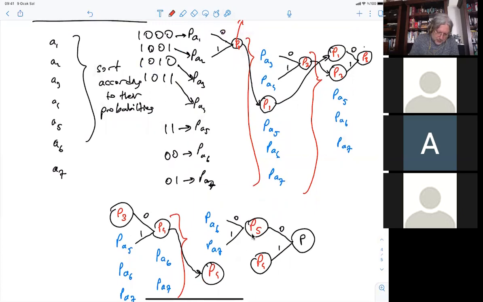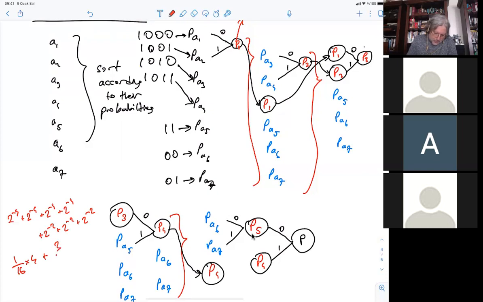2 to the minus 4 plus 2 to the minus 4 plus 2 to the minus 4 plus 2 to the minus 4 plus 2 to the minus 2 plus 2 to the minus 2 plus 2 to the minus 2. What is it? 2 to the minus 4 is 1 over 16, and there are 4 of them. Plus 2 to the minus 2 is 1 over 4, and there are 3 of them. So it's 3 over 4. 4 times 1 over 16 is 1 over 4 plus 3 over 4. It is 1. I'm happy.